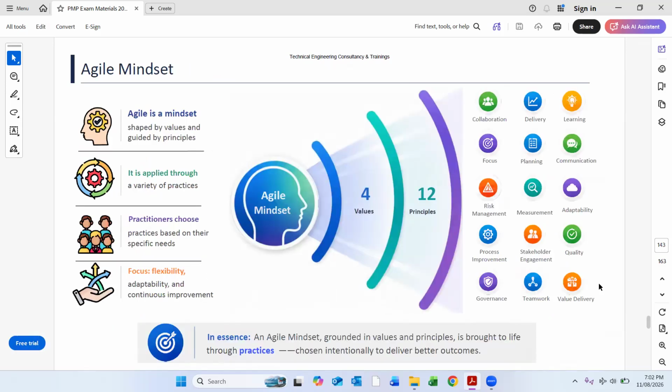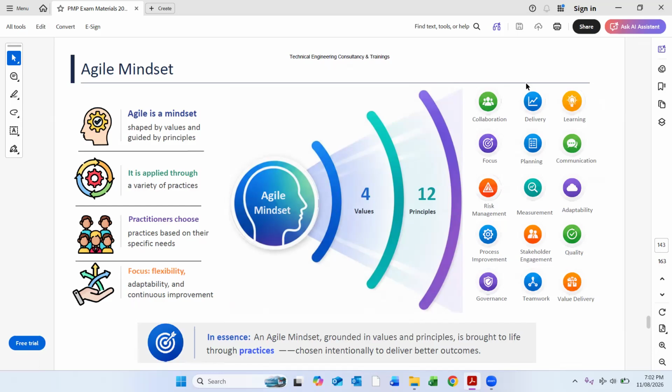So agile is actually a mindset shaped by values and guided by principles. It is applied through a variety of practices. Practitioners choose practices based on their specific needs, and it also focuses on adaptability and continuous improvement. So agile is a mindset which has four values and 12 principles.